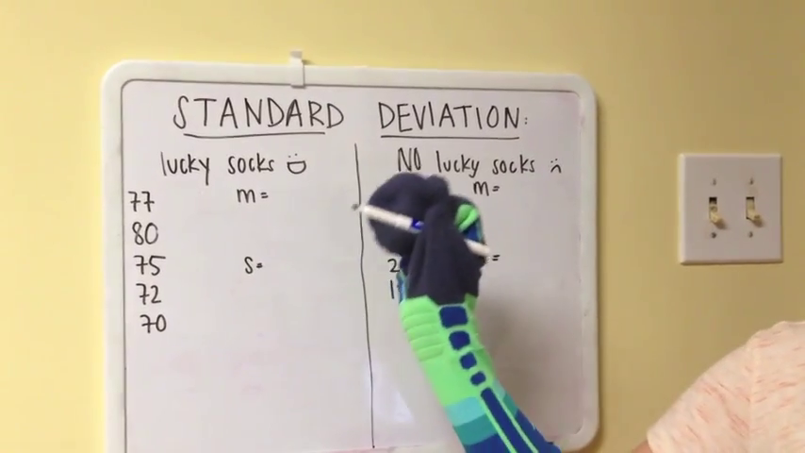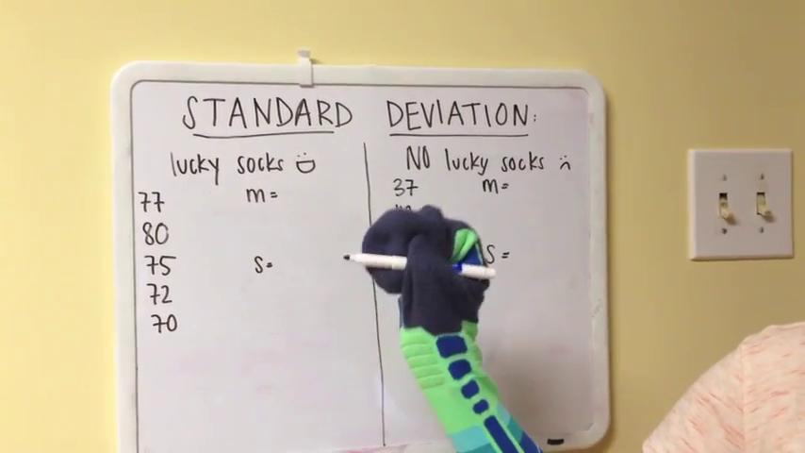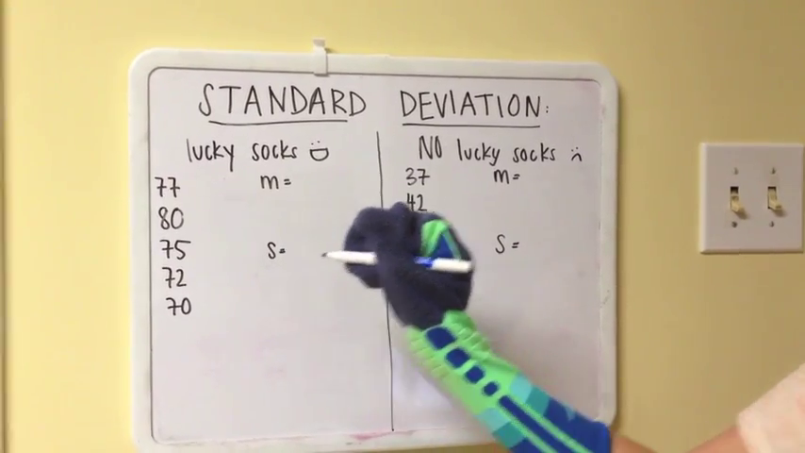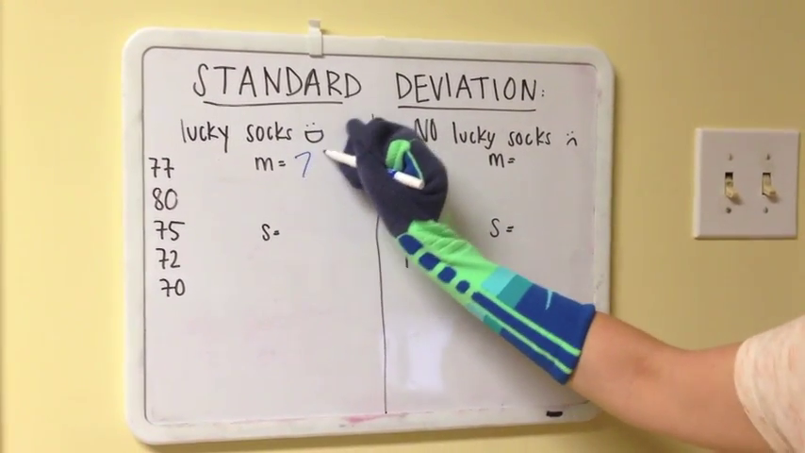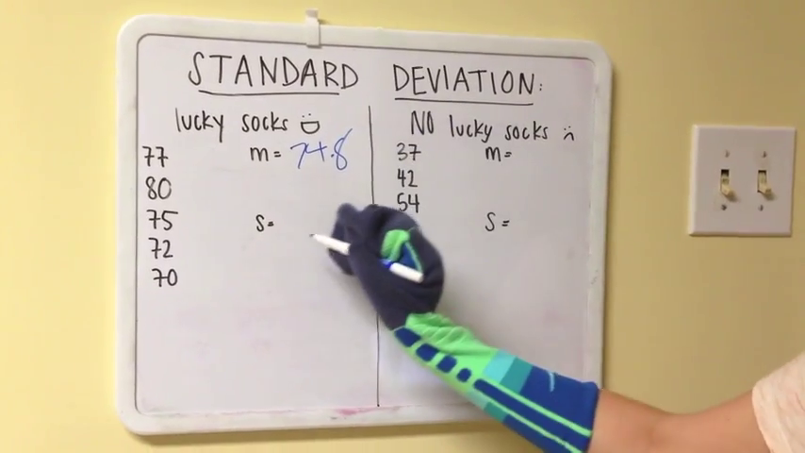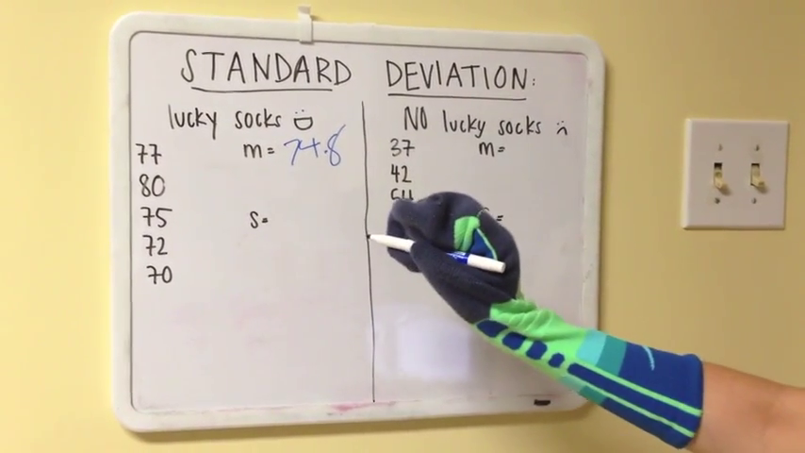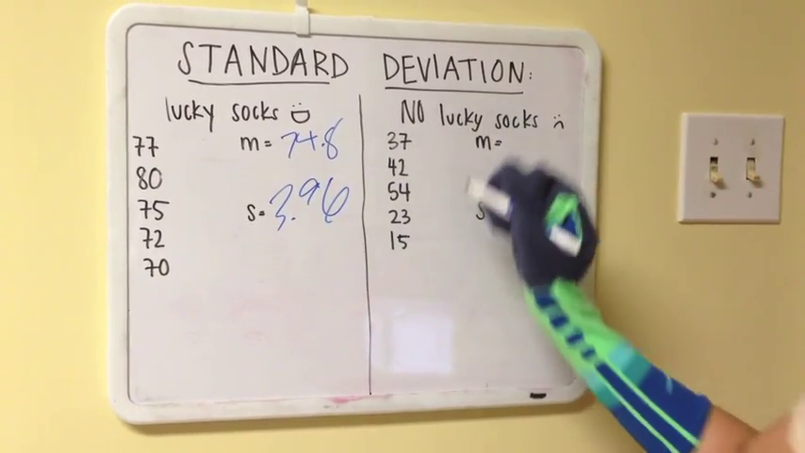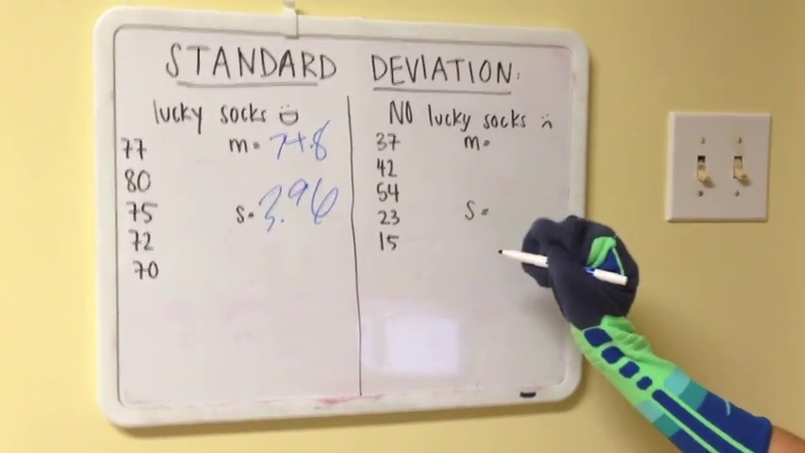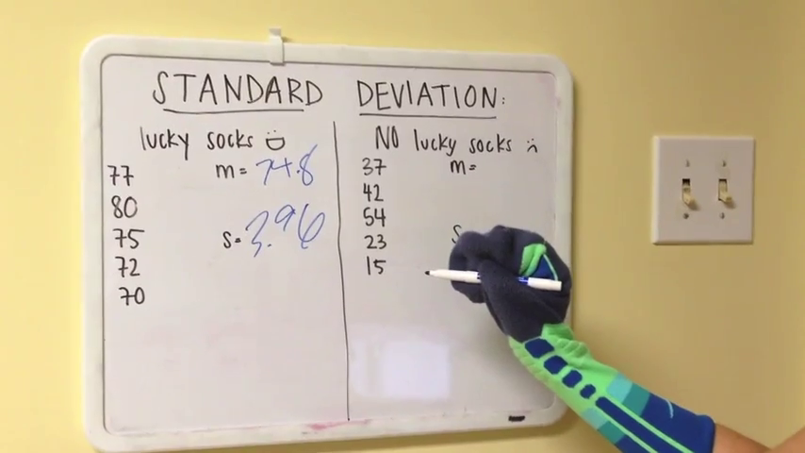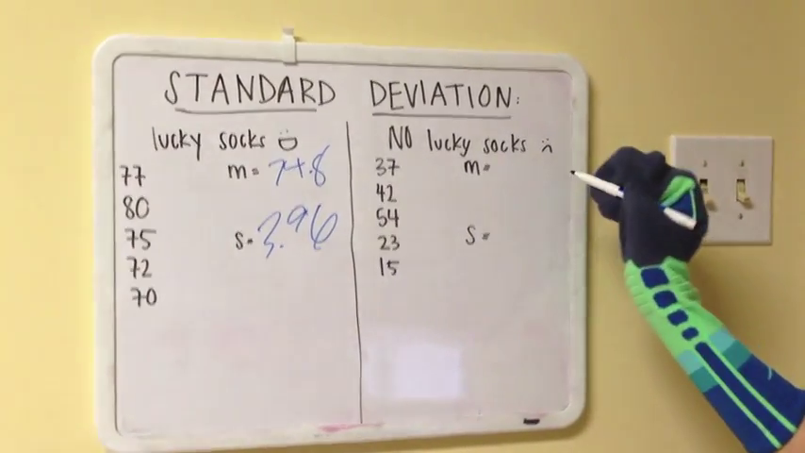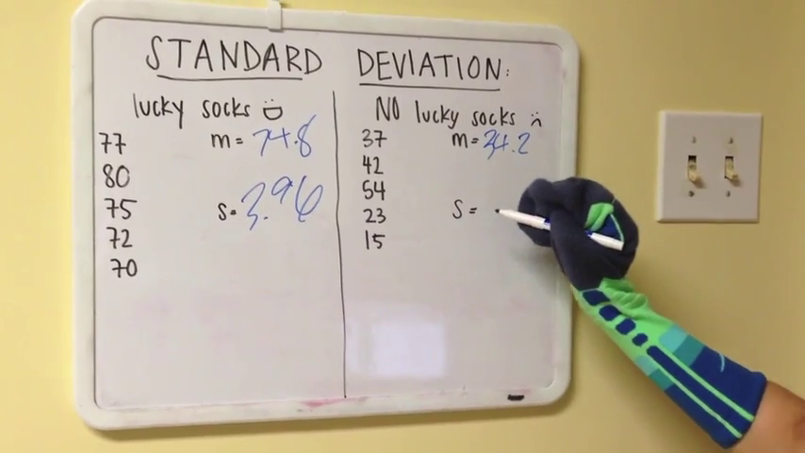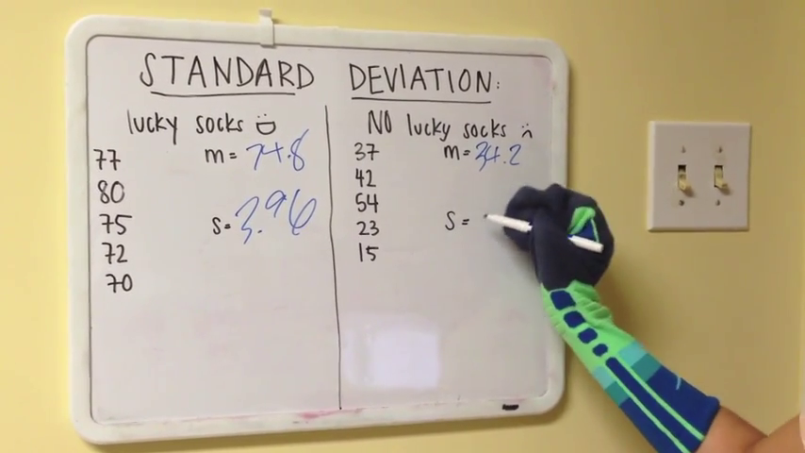Okay, so you remember from our last example how to find the mean and standard deviation? So, for this first one, the mean is 74.8. And the standard deviation is 3.96. Now for the second, the ones without socks, the mean is 34.2. And the standard deviation is 15.45.